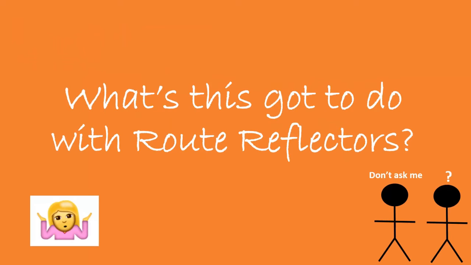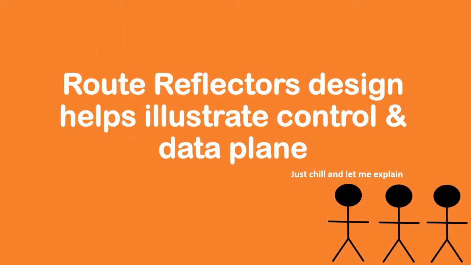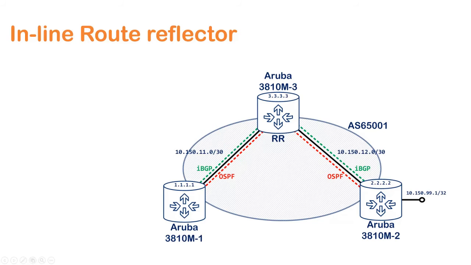So what's all this got to do with route reflectors? Well, route reflector design helps to illustrate in the network the difference between a control plane and a data plane. Let's look at a route reflector network design, that being the inline route reflector. So here's my network. I've got 3 Aruba 3810Ms. They've each got a loopback, so that's 1.1.1.1, 2.2.2.2, and 3.3.3.3. And this one here, -3, that's the route reflector. I'm running OSPF and BGP.